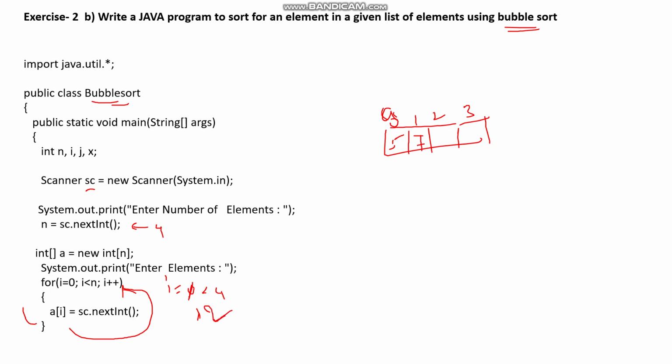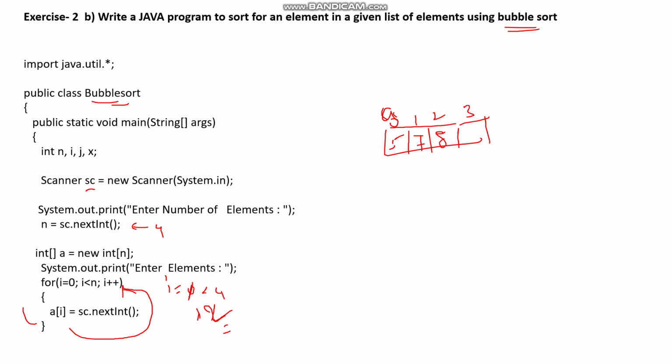The i value becomes 2. 2 is less than 4. Yes, the condition is true. Again, the body will be executed. a of i equals sc.nextInt. Assume I give the value as 8. This value is stored in this place. Okay. After that, increment the i value. Now the i value becomes 3. 3 is less than 4. Yes, the condition is true.